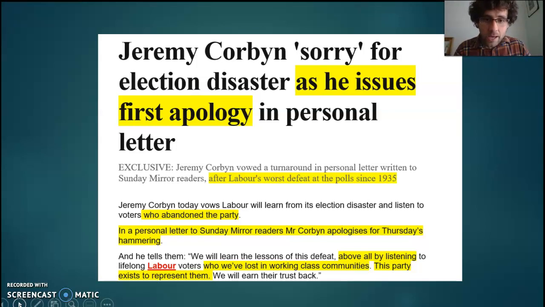And he says, "we'll learn the lessons of defeat above all by listening." So it's an adverbial because it's describing how they're learning the lessons. Okay, how will you learn? Well, by listening. And then he talks about the Labour voters who we've lost. So again, that relative clause describes those voters in a bit more detail. And then "this party exists to represent them." Another infinitive there, the "to represent them." It works in this case like an adverbial really to describe the existing. Why do they exist? To represent.